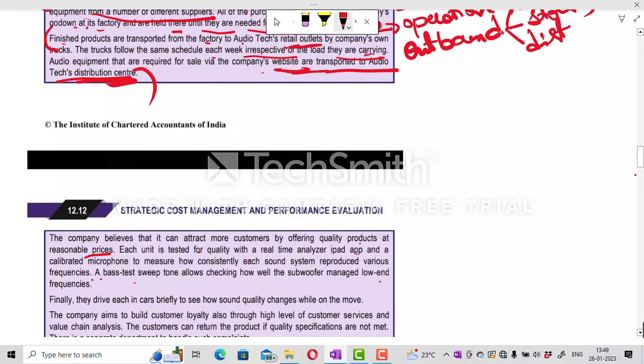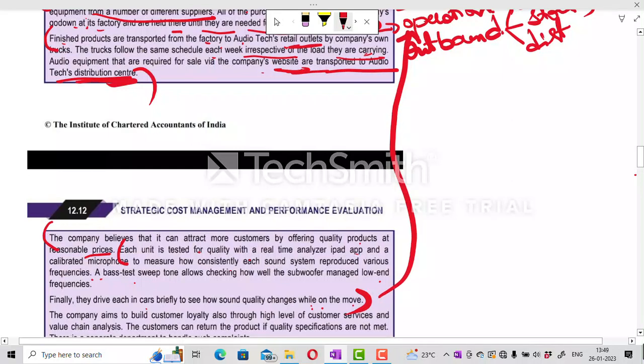Finally, they drive each car briefly to see how sound quality changes while on the move. Okay, the testing here. See, all these quality checking activities come under operations. So you need to write here under operations. Okay, all the quality checks they are following.